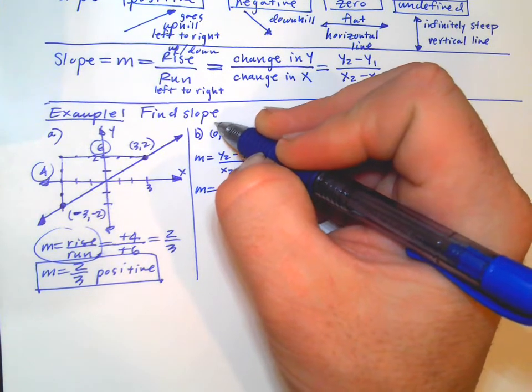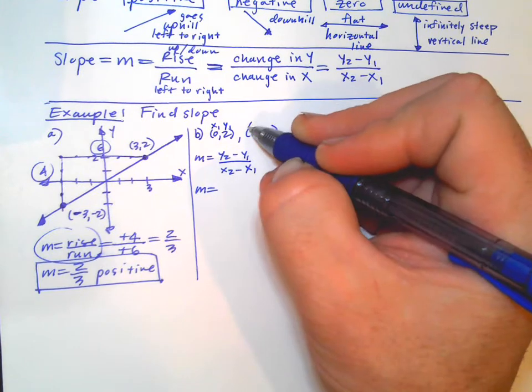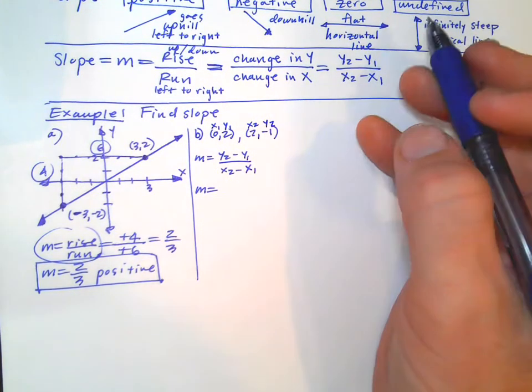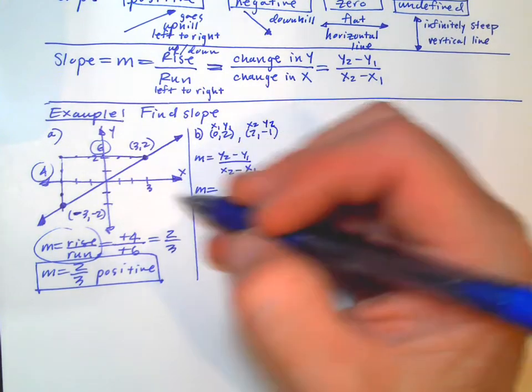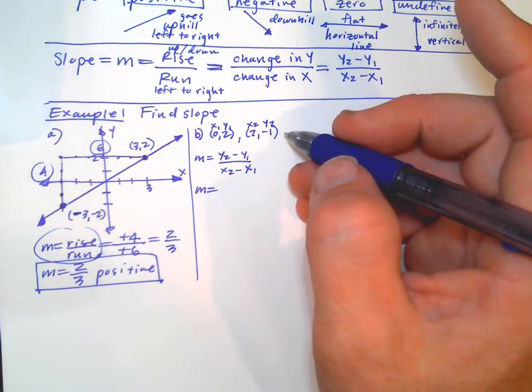And to help you, it might be good to go ahead and label these. One of these points you're going to write x1, y1, and one of you write x2, y2. I'll probably just do the first one is x1, y1, and the second one is x2, y2, but you can switch it. Your work will look a little different, but you get the same answer in the end.